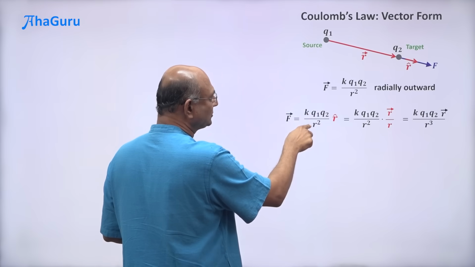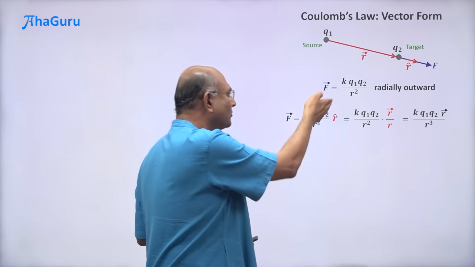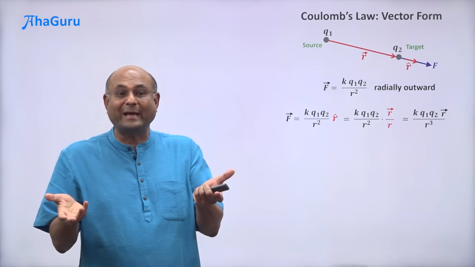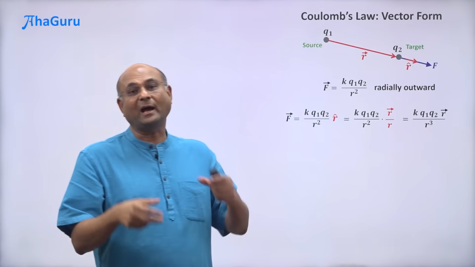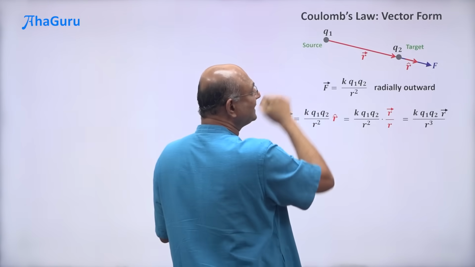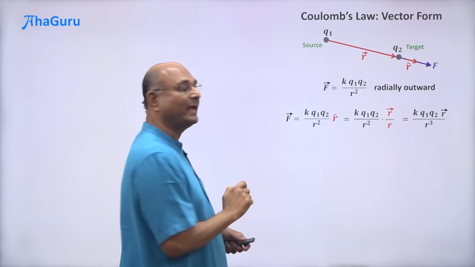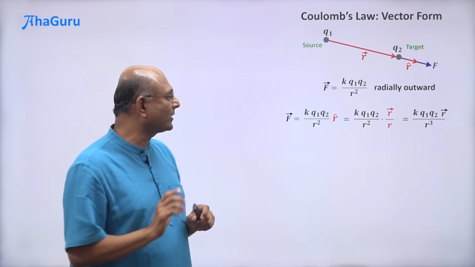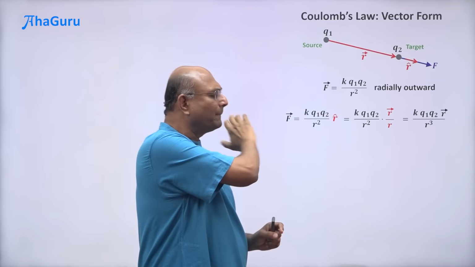K Q1 Q2 by R square, R cap, is the same as what I have written earlier, just that radially outward is R cap. But R cap is not easy to calculate every time, because R vector is a simple thing. To find R cap, what should you do? You must take R vector and divide it by R magnitude. So often R vectors are easy to calculate, so therefore we write Coulomb's law in this form: K Q1 Q2 by R cube into R vector. Now this will give you the answer for the force completely.